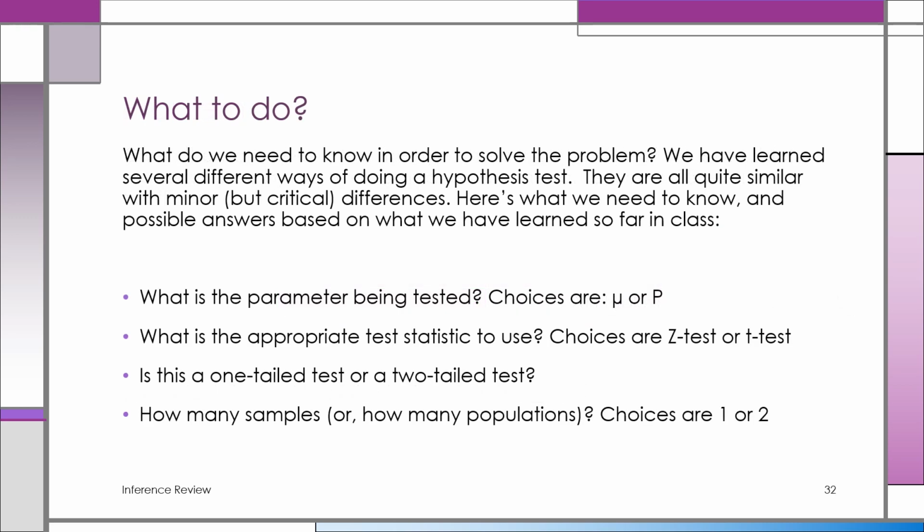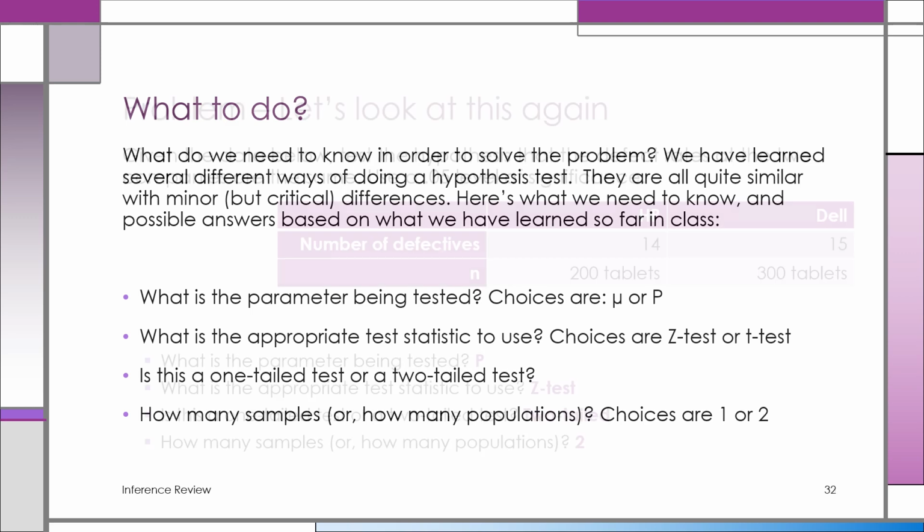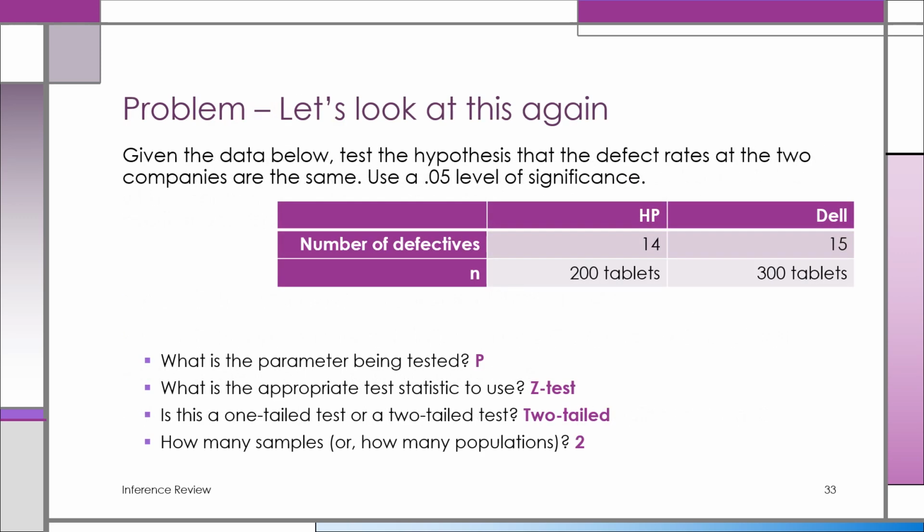By now you know what to do. You can decide, is it a proportion? Is it a mean? Are we going to do a z-test or a t-test? Is it a one-tailed test or a two-tailed test? Are we looking at one sample or two samples? Think about it for a moment. Well, by now you should figure it out.